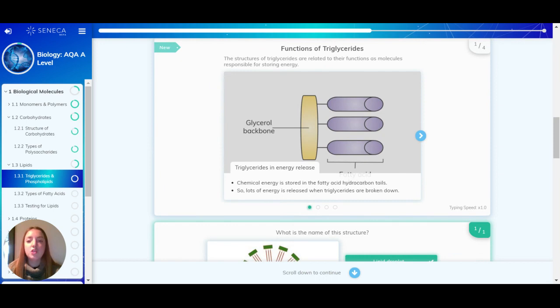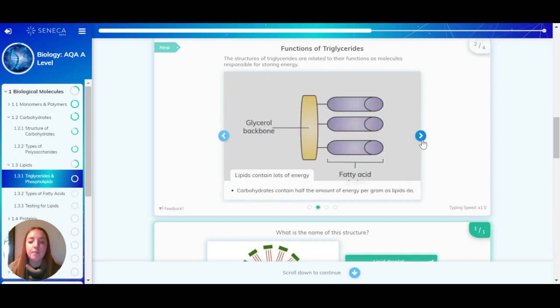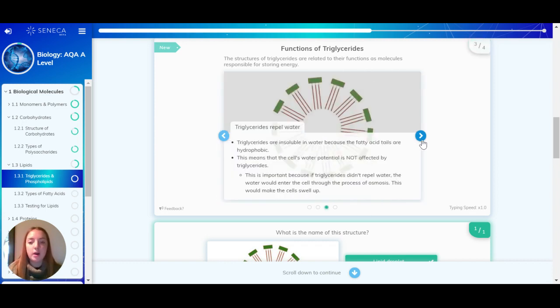The structures of triglycerides are related to their functions, and they are molecules responsible for storing energy. Chemical energy is stored in the fatty acid hydrocarbon tails, so lots of energy is released when the triglycerides are broken down. Carbohydrates contain about half the amount of energy per gram as lipids do, so they're not as effective. So lipids contain a lot more energy than carbohydrates.